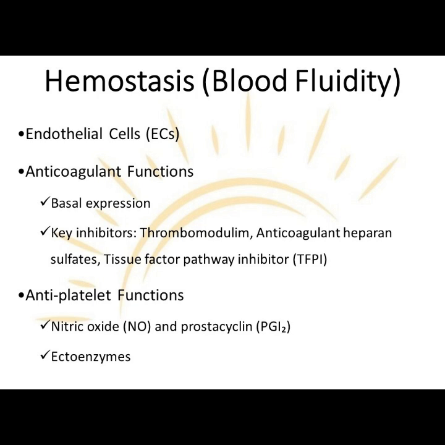Key examples. Thrombomodulin changes thrombin's role so it activates protein C, which then shuts down clotting factors. Heparan sulfates help activate antithrombin III, which inhibits thrombin and factor Xa. Tissue factor pathway inhibitor blocks the activation of the clotting cascade early on.